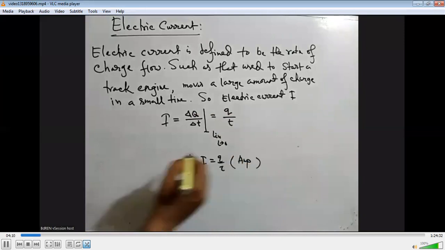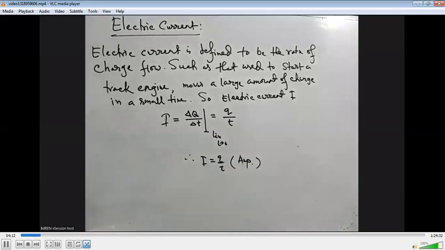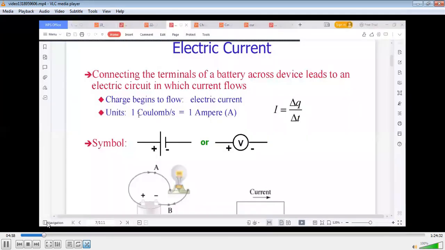And which unit is ampere? You must know. Coulomb per second is called ampere. Now, what is electric current? The basic concept of this: connecting the terminals of a battery across a device leads to an electric current in which current flows. Charge begins to flow. Electric current units will be coulomb per second, which is called ampere.